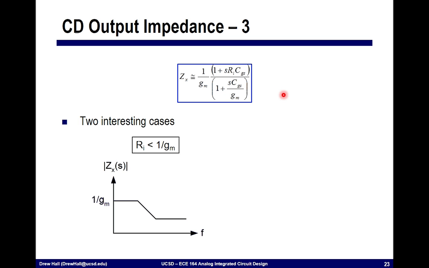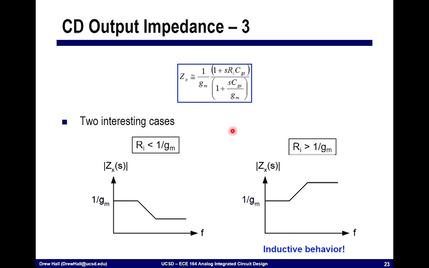Let's look at the first one. The first one is if I have the source impedance being very low, and essentially what this means is that the source impedance is less than 1 over Gm. I'll hit my pole first, and then I'll hit my zero, and then I'll flatten out. So my impedance, that is the impedance that I see of this stage, stays very low. So 1 over Gm, pole, zero, flat.